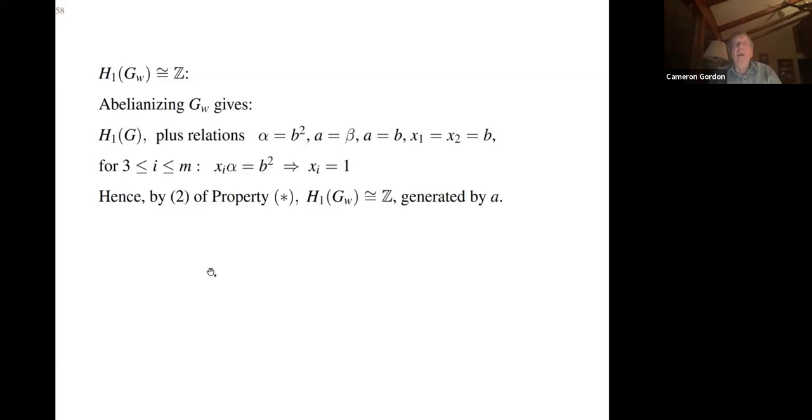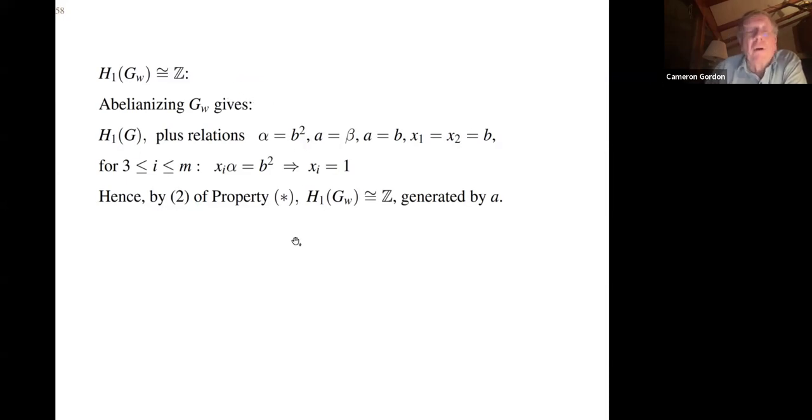So that proves that if we Abelianize this group G sub W, we get Z. By the way, this group G sub W is not going to be our Wirtinger group. There's going to be one step beyond this, but this is the first approximation to it. So Abelianizing the group gives us Z.